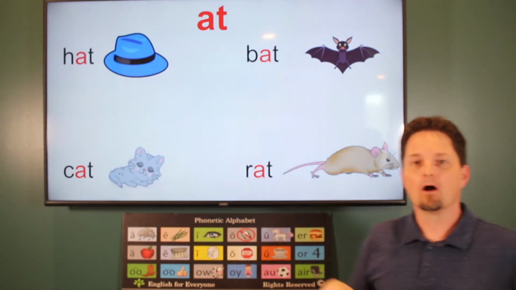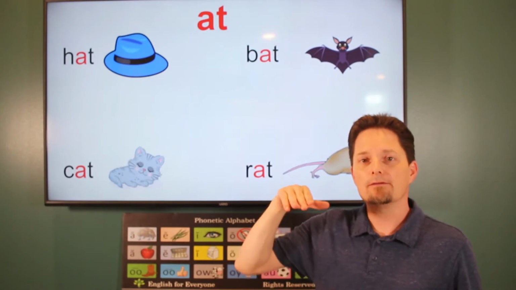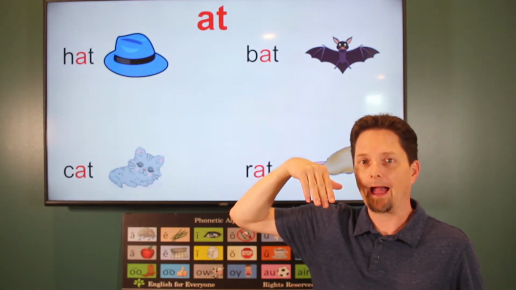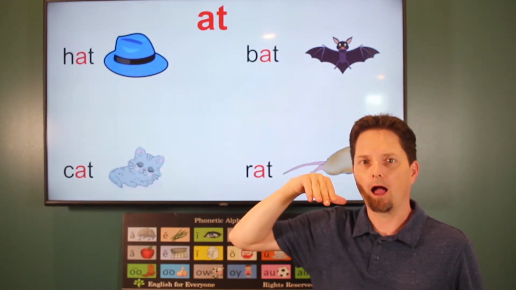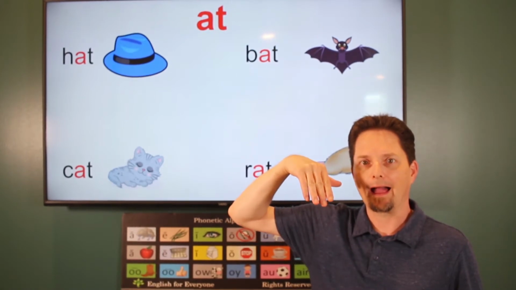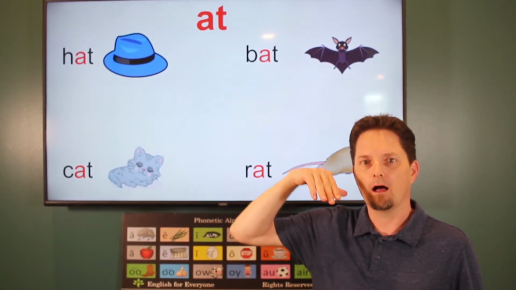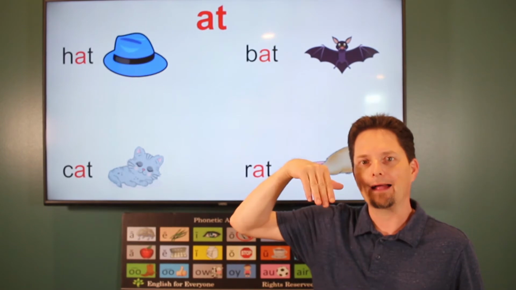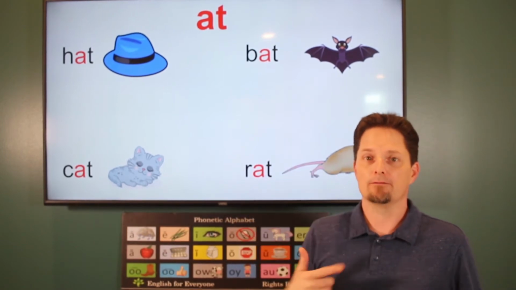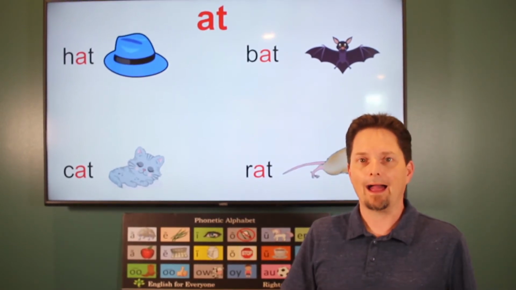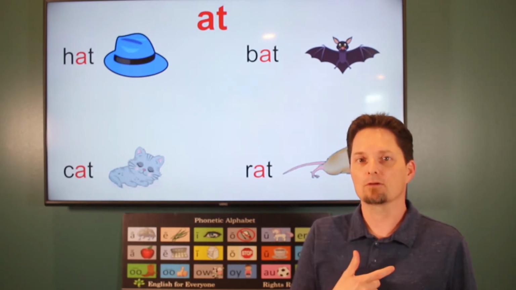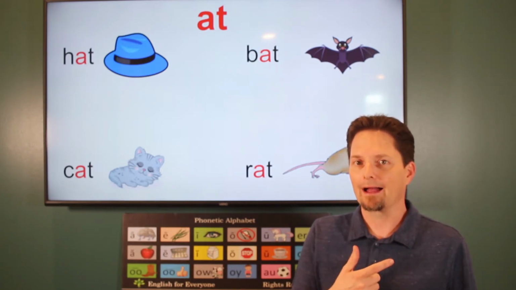Rat. Okay, mistakes. If your tongue is not up, it comes down. Up, down, up. Ah is the correct sound. If you don't smile, it's wrong. Smile makes the correct sound.